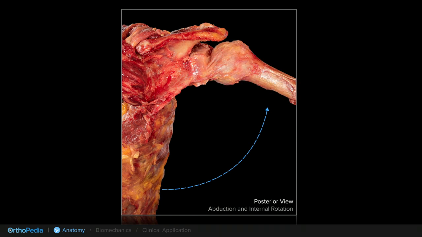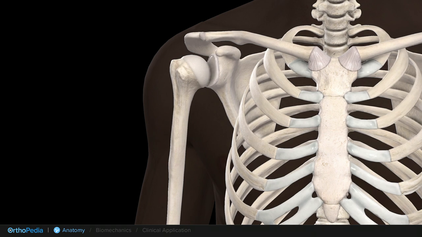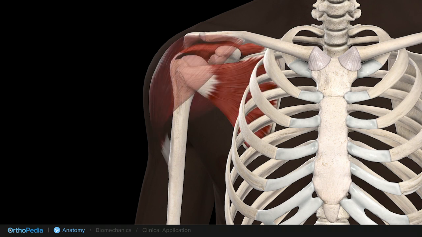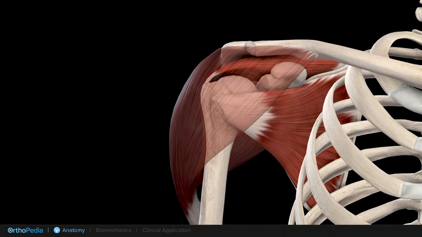In addition to the static constraints, the shoulder joint complex also maintains stability through dynamic constraints provided by surrounding muscles, tendons, bursa, and recesses. The muscles contributing directly to glenohumeral joint stability are those of the rotator cuff.